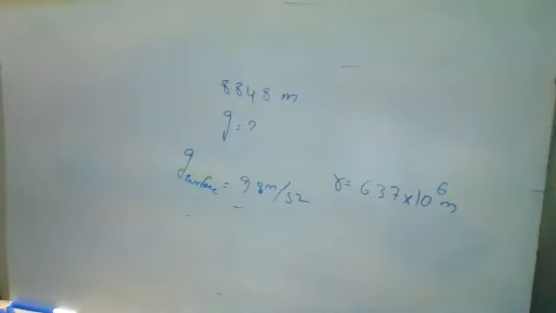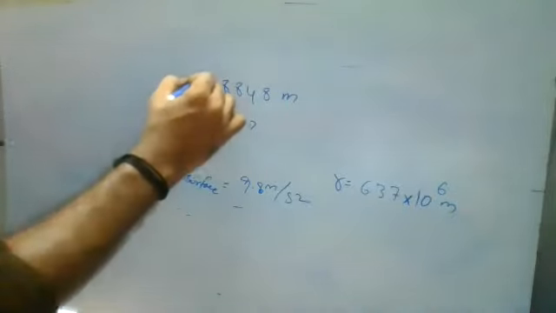I'll repeat the question. The Mount Everest is 8848 meters above the sea level. Estimate the acceleration due to gravity at its height. Given the mean small g on the surface of the Earth is 9.8 meter per second square. And mean radius of the Earth is 6.37 into 10 power 6 meters. This is your question. And remember, whatever the meters they have given, it is your height h.